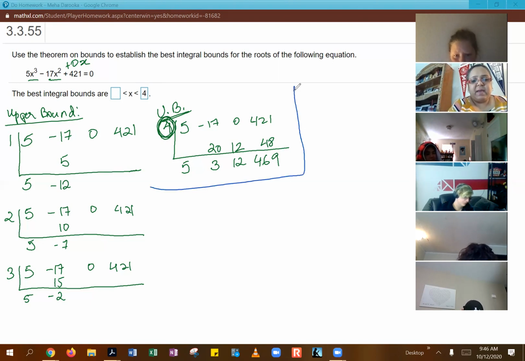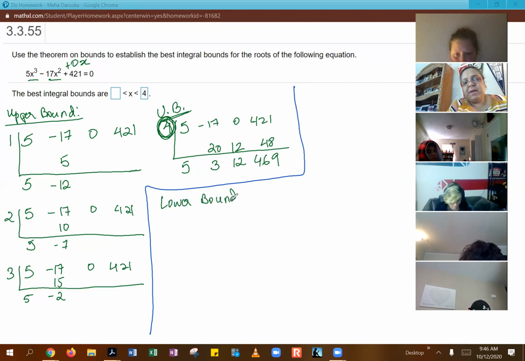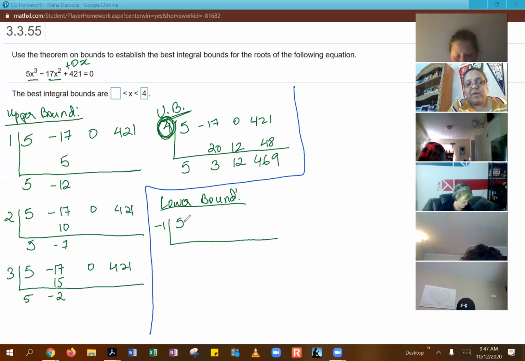Now, in that same manner, we have to find the lower bound for our polynomial over here. So for the lower bound, you do the same thing, but now we are dividing by negative numbers, and you're looking for alternating signs in the bottom row. So again, we will start with -1, then we've got 5, -17, 0, 421. So bring down the 5. That's -5. So what will that be? -22.